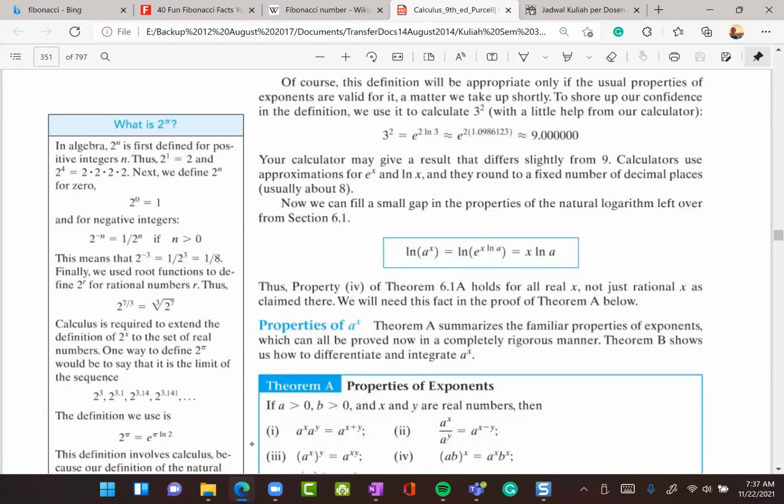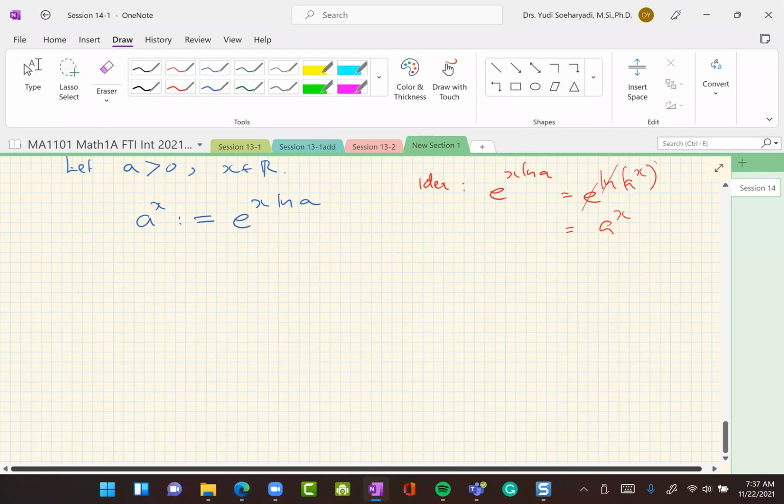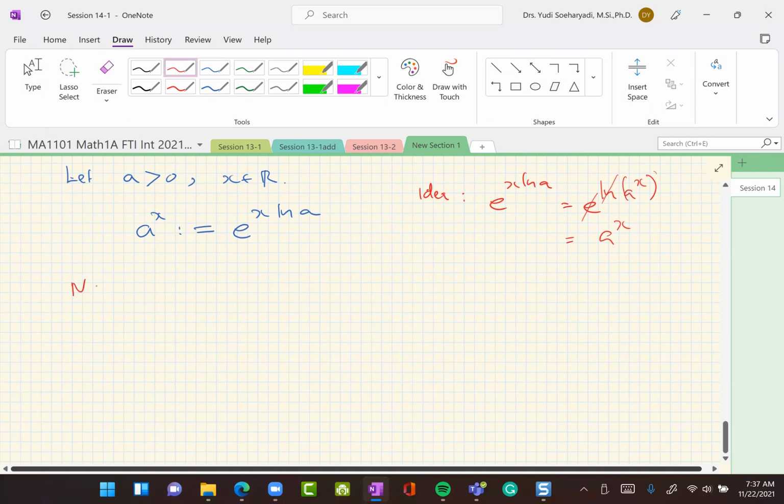Okay, so this way we can find something that looks like this. Now it is clearer how to compute, for example, what is 2 to the pi. So 2 to the pi by definition is e to the pi ln of 2. Okay, so we compute this.